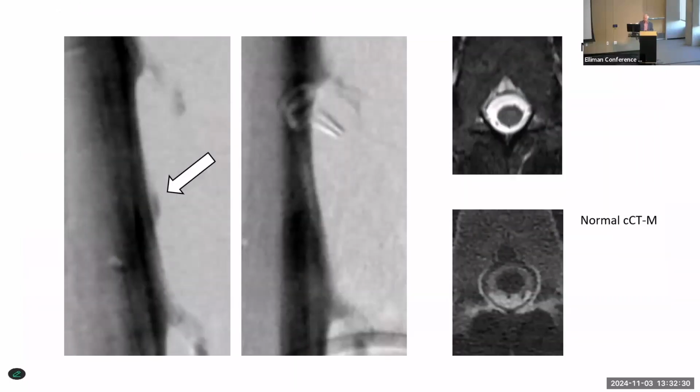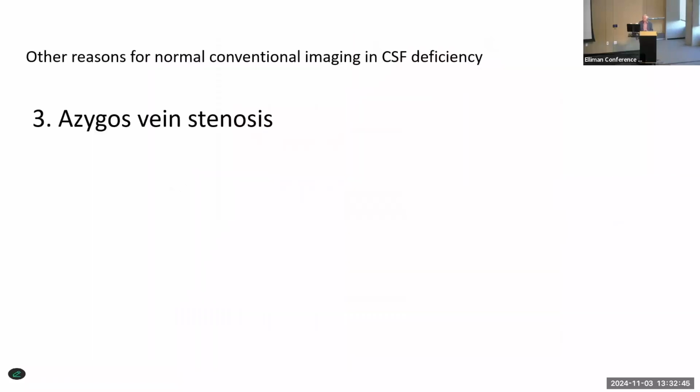And this is another patient also, they all look very similar, also a very tiny amount of extradural CSF. And in this young woman, you could not see it on MRI. You could not see it on conventional CT myelography. And then another reason for spinal fluid loss is something that we've treated just for the last year and a half or so, and that's patients who have azygos vein stenosis.